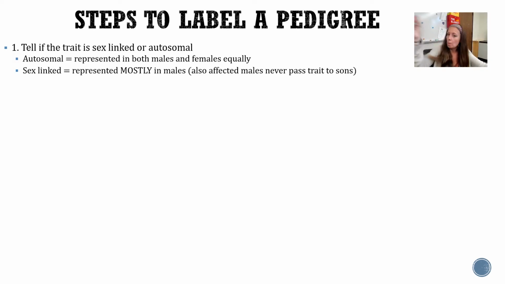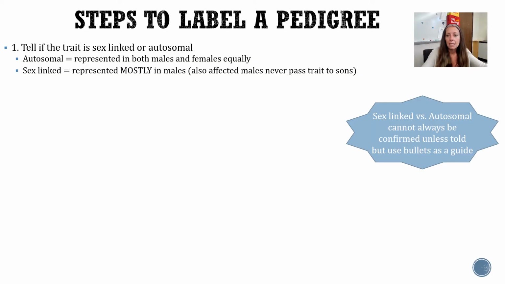And males won't pass it to their sons, okay? So you'll see it in males, and the males aren't going to pass it to their sons. So sex-linked versus autosomal can't always be confirmed, but you can use these as a guide. Does that make sense? If you're ever taking this on a test, most of the time they tell you.